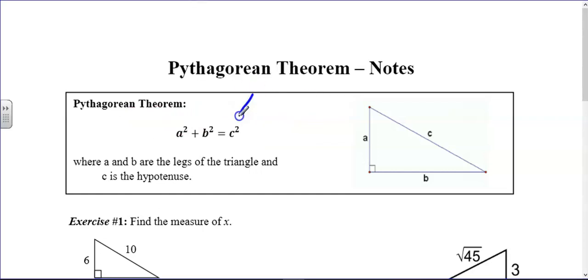The most important thing is c squared has to be the hypotenuse. Okay, it's always across from the right angle. The a and the b don't matter. They're just the other two legs of the triangle.